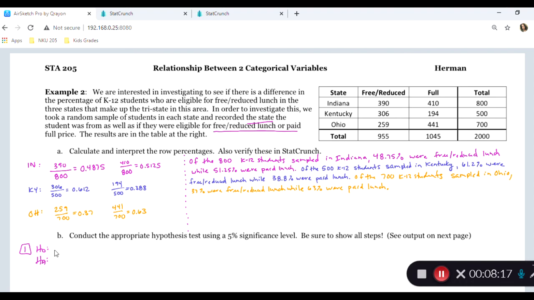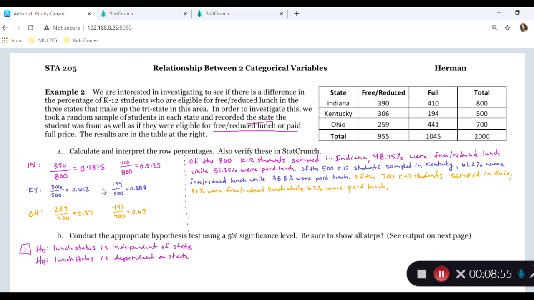So I'm going to go ahead and write that my null hypothesis is going to be that lunch status, because my response variable always goes first, is independent of my explanatory variable, which is just the state. The null hypothesis will always have the independent in it. Now my alternative hypothesis is exactly the same, except the independent is dependent. So there's what my hypotheses are going to look like.